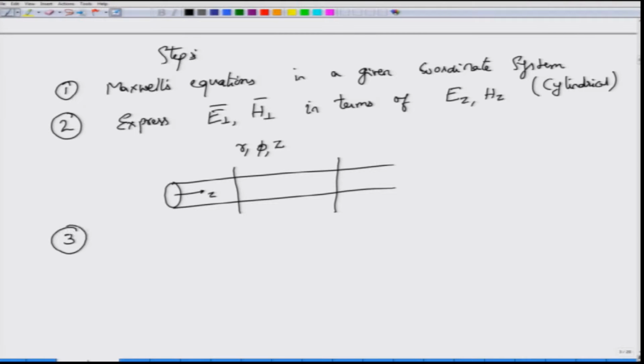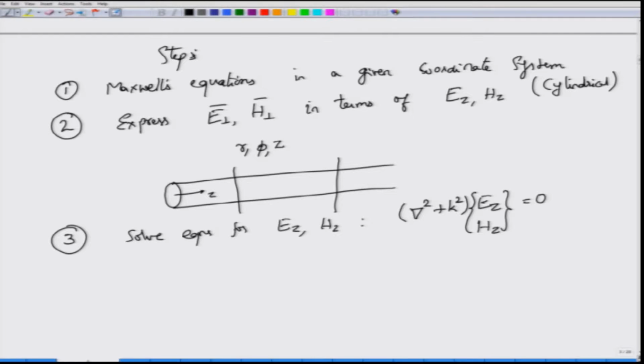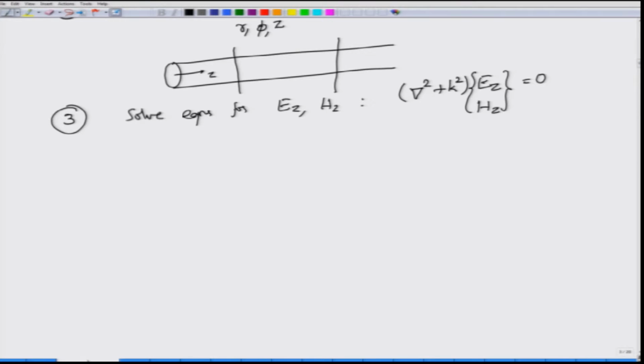Once you have done part 2, you have expressed E perpendicular and H perpendicular in terms of Ez and Hz, you solve equations for Ez and Hz. Most likely you will be solving what is called the Helmholtz equation for Ez and Hz. So you will be solving the Helmholtz equation. Of course, we are assuming single sinusoidal, therefore we will actually be talking about phasors, not the fields which are functions of both z and time. So the time dependence is thrown out by going into the phasor notation. So all these Ez, Hz are phasors. I hope that you remember what phasors are.